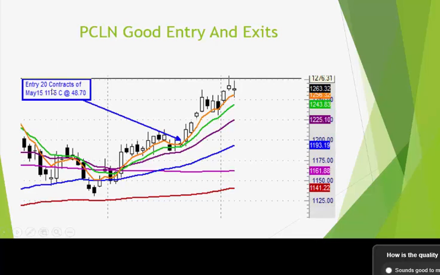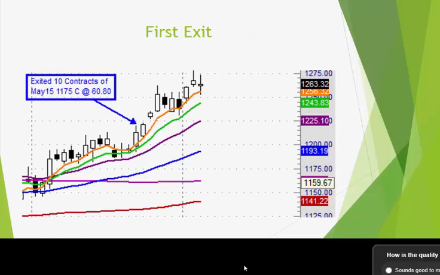As you can see, I entered 20 contracts of the May 15 175 call at 48.70. You can see I entered right here on this wick. My first exit was the next day, and I sold my option at 60.80. That's from 47 to 60 in one day. How many of you would like to make a profit like that in one day?